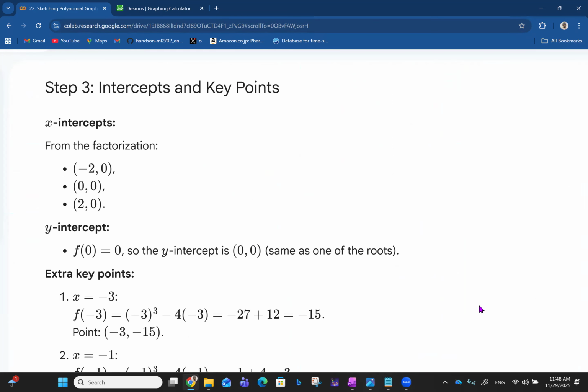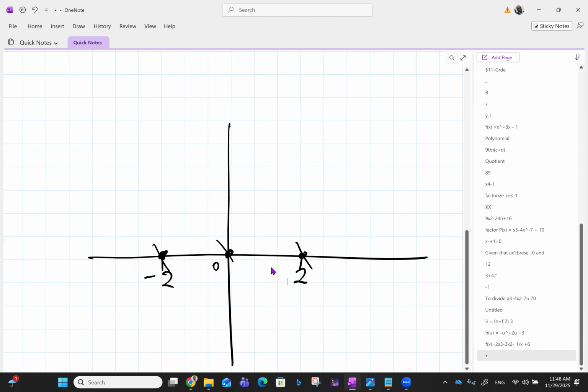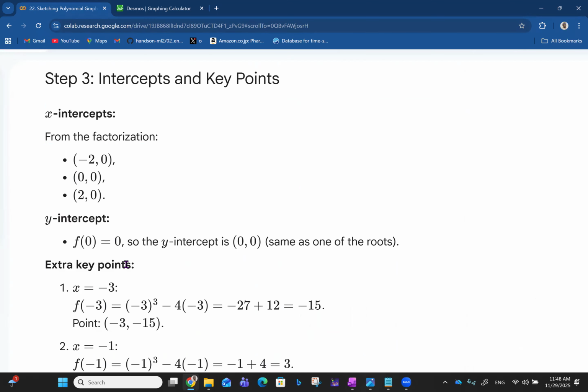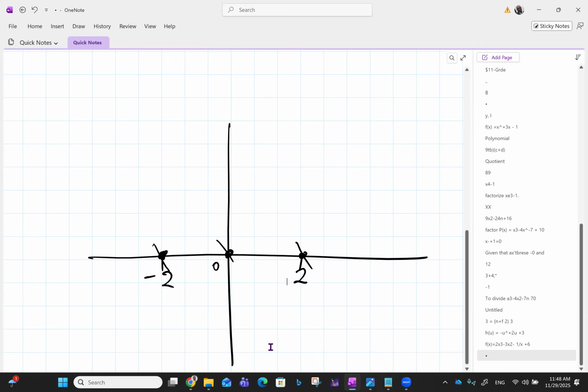Then we have intercepts and key points. For the x-intercepts from the factorization, we have (-2, 0), (0, 0), and (2, 0). Of course, those are the points I've indicated on the curve like this. Then the y-intercept: f of 0 equals 0. So the y-intercept is (0, 0). The function doesn't have a constant term, so the intercept is still 0. That's fine. We are still in order. That (0, 0) is what I already have in the center here, right?